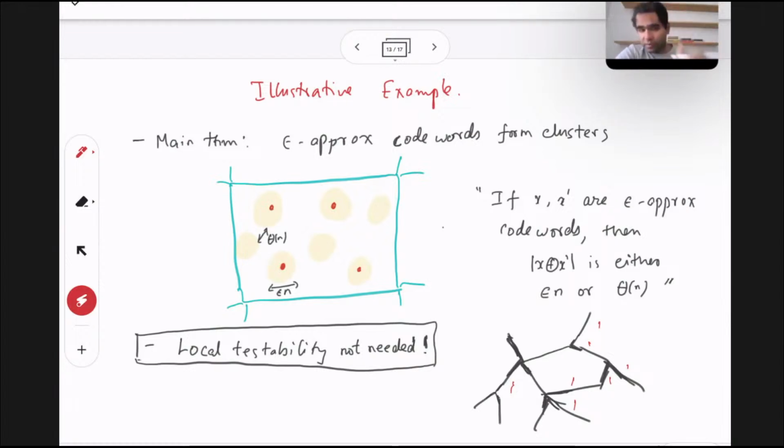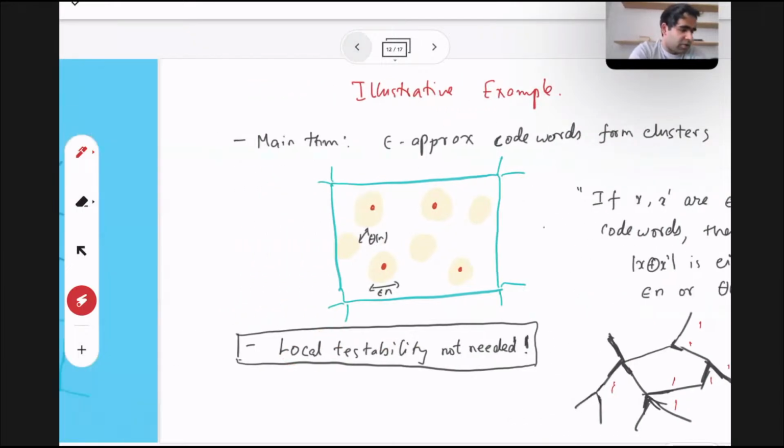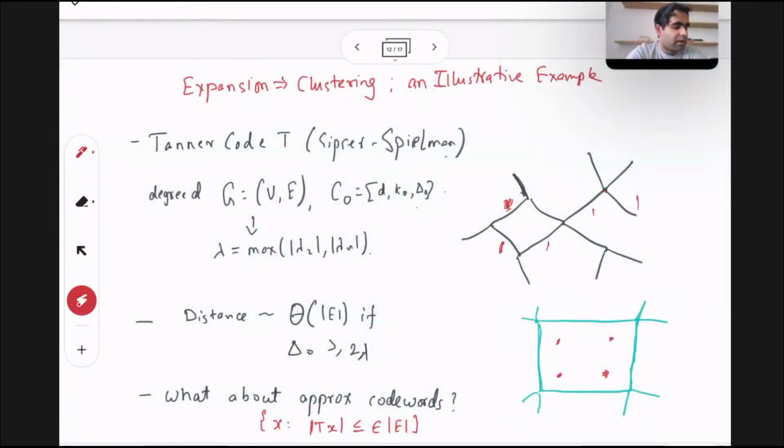So this clustering phenomenon happens. And this phenomenon, please ignore this point for now, shows that this expansion of the graph leads to this clustering property.